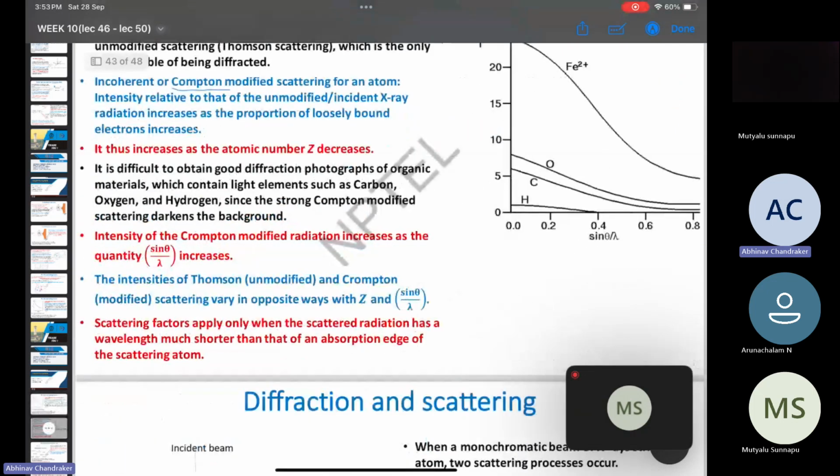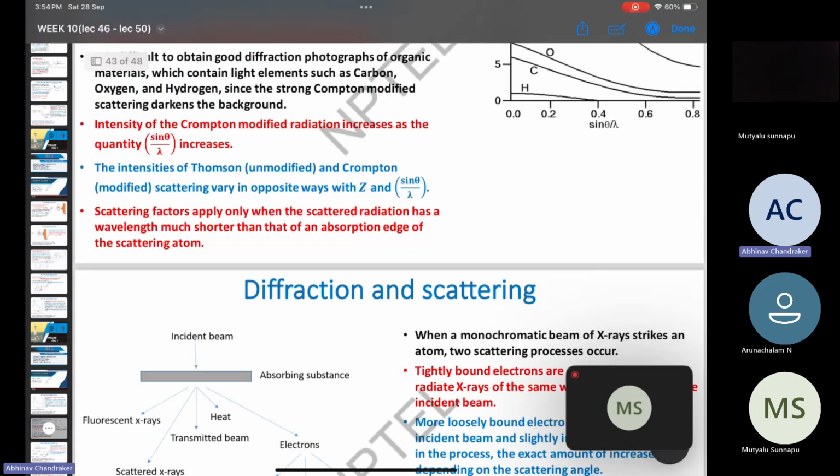So I was saying that in case of Compton scattering, we'll have an incoherent scattered beam, which will not contribute to diffraction. And this effect will be much more at the lower atomic numbers. So for example, for organic materials, we'll have more of the Compton scattering, while at higher atomic numbers, we'll have more of Thomson scattering because the electrons are more strongly bonded to the nuclei.